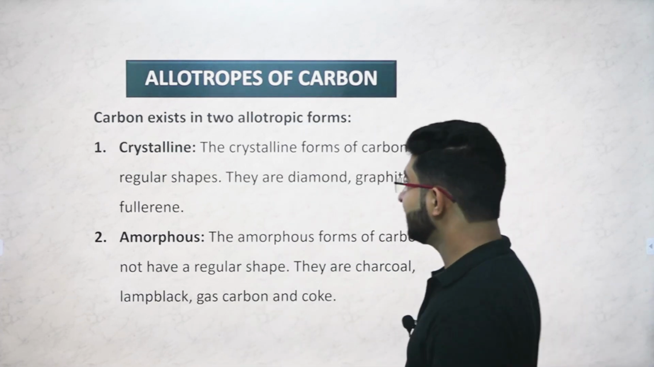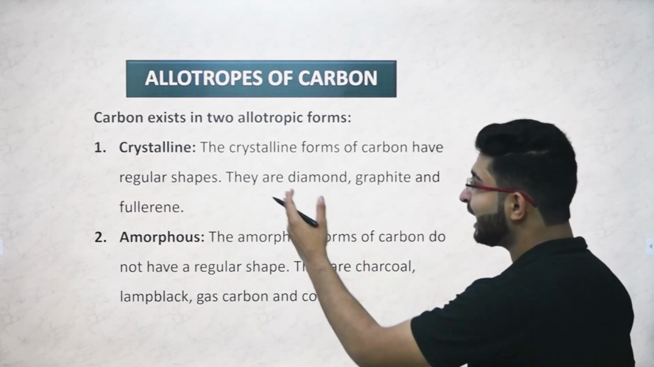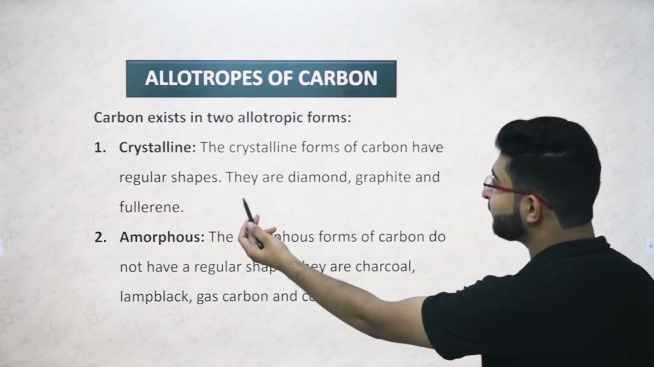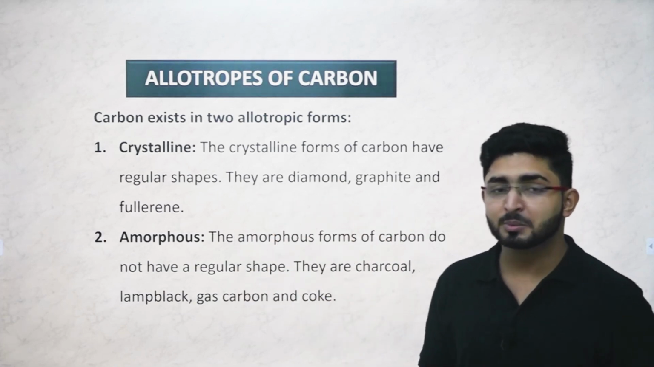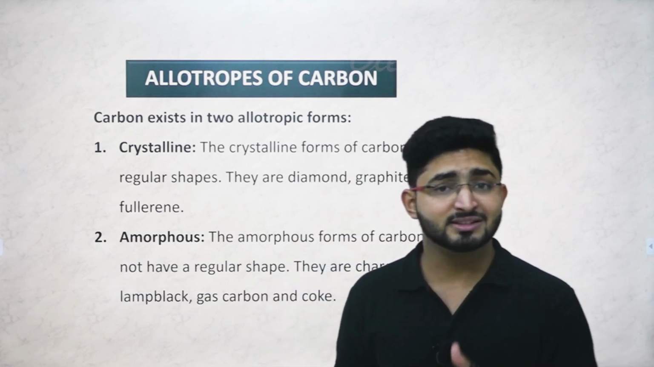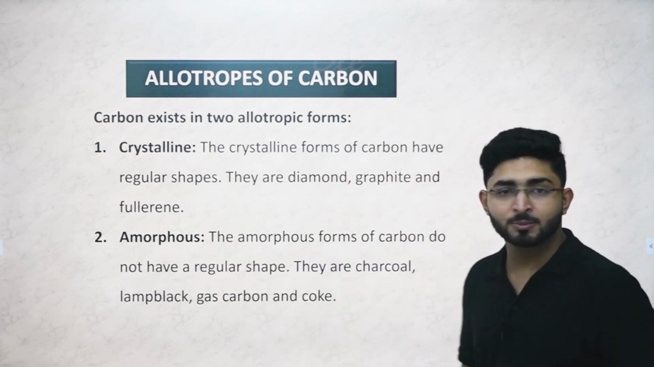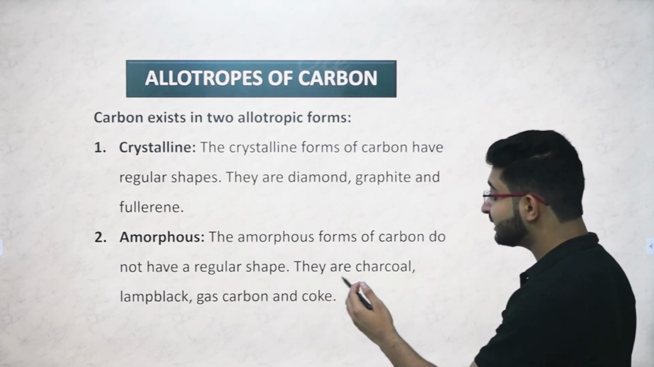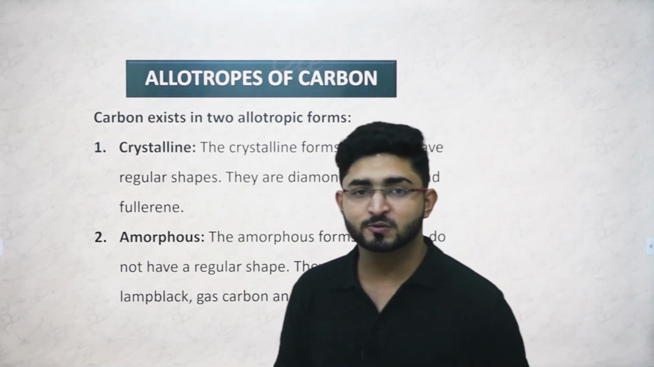Moving ahead, we studied the allotropes of carbon in the crystalline and amorphous forms. The crystalline forms of carbon have regular shapes. They are diamond, graphite and fullerene. So the crystalline form of carbon has a definite shape, and it has three types, that is diamond, fullerene and graphite. Moving ahead, we studied the amorphous form of carbon. The amorphous forms of carbon do not have a regular shape, and they are charcoal, lamp black, gas carbon and coke. So these are the examples of amorphous forms of carbon.